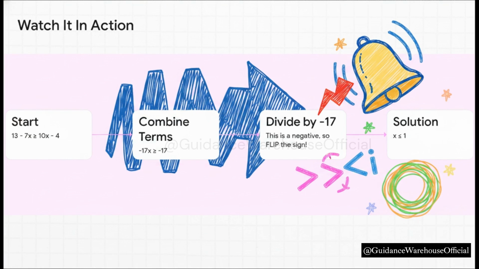So we start with our problem, we do our normal algebra to get the x terms together, and we land on this. Negative 17x is greater than or equal to negative 17. Now, to get x all by itself, we need to divide by negative 17. And ding, ding, ding! That's the alarm bell right there. Because we are dividing by a negative, we have to take that greater than or equal to sign and physically flip it around to become less than or equal to. And there's our final answer. X is less than or equal to 1.